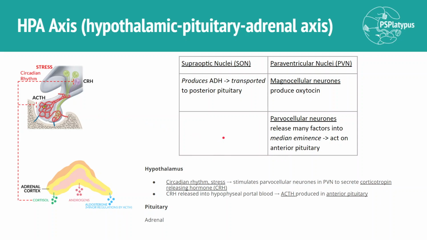Okay, so before we think about how the hypothalamus works, we need to think about what actually stimulates the hypothalamus for all of this stuff. There are two main factors for that. It's the circadian rhythm and stress, which then cause parvocellular neurons to secrete corticotropin-releasing hormone. And this then stimulates the anterior pituitary to produce ACTH, or adrenocorticotropic hormone.